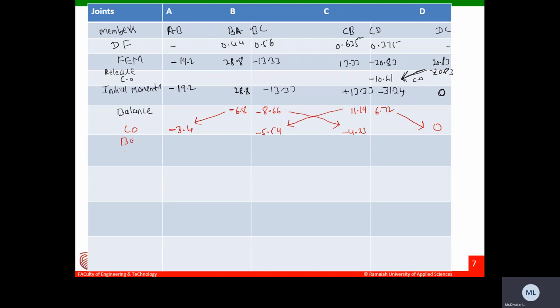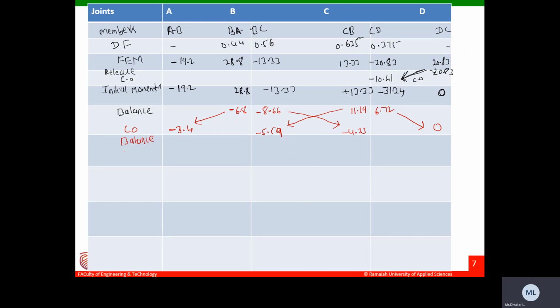Once again, I need to do the balance. What is the summation of moment at joint B, intermediate support? It is minus 5.59. So this is the summation of the moment at that point.